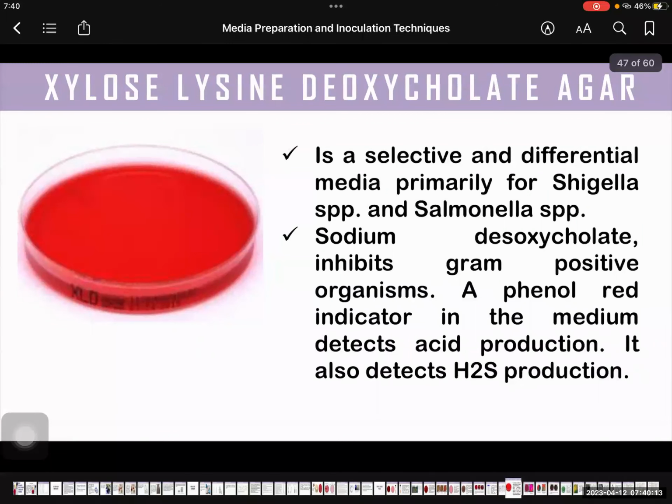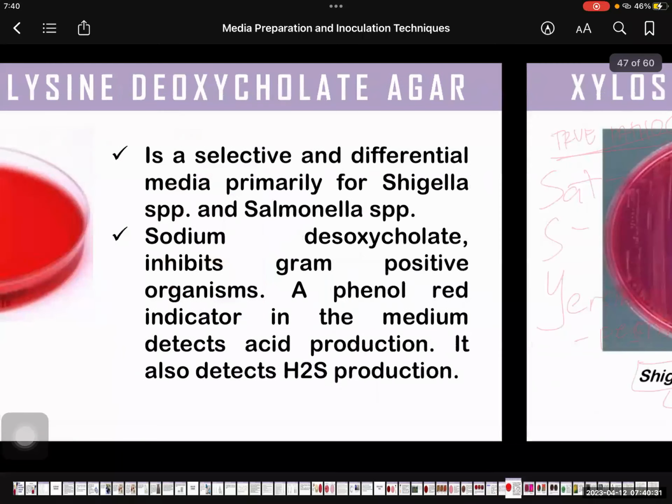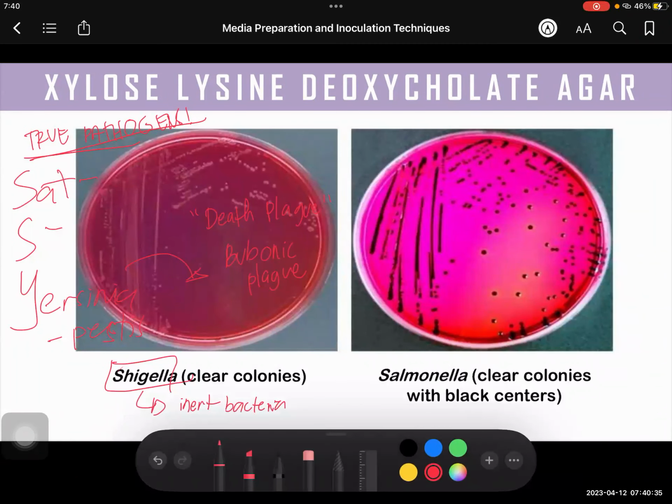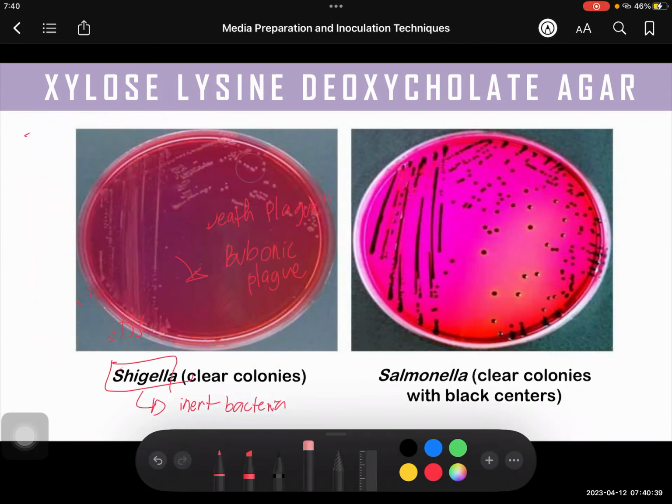So makes sense kasi nga pinopromote niya yung growth ni Shigella and Salmonella, which are gram-negative rods that belong to the family of Enterobacteriaceae. So it contains a phenol red indicator which detects acid production and also detects hydrogen sulfide production. Now let's see what can we expect.